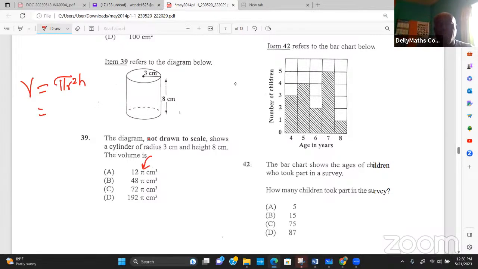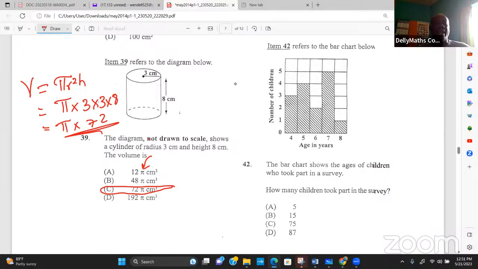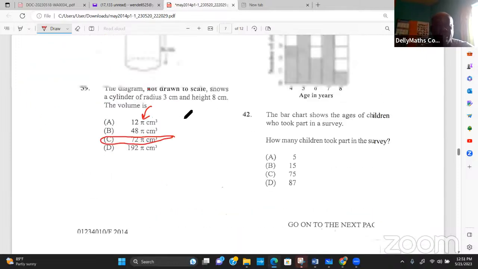I'm going to say volume is pi times r, which is 3 squared, times 8. So now I'm working on pi times 9 times 8, which is 72. And then I'll pick this. Here it is, 72 with a pi. There you go. 72 pi, and you're gone. So don't overwork. Always take a quick look at the questions. Look back at your responses so you don't work unnecessarily.